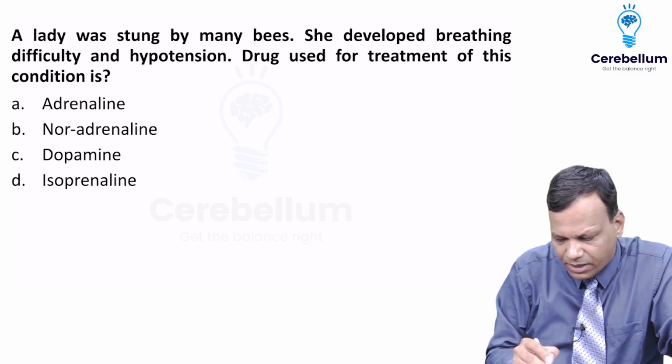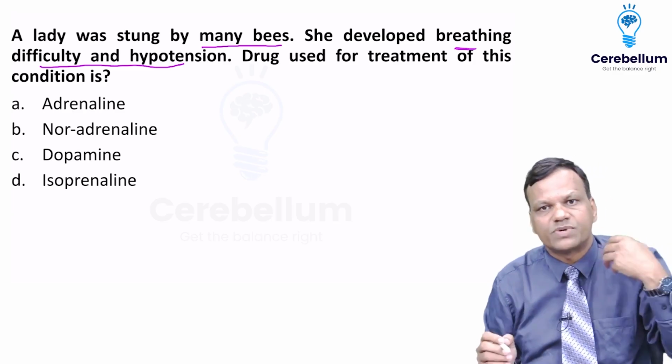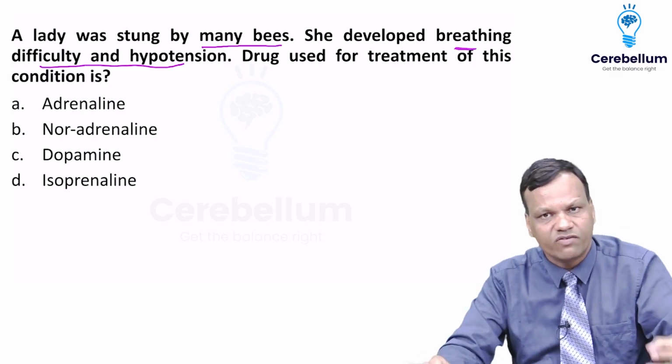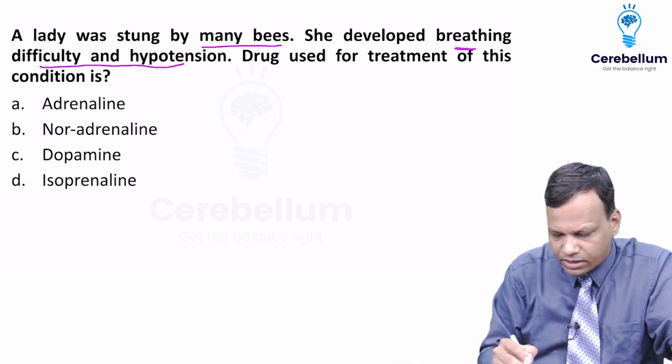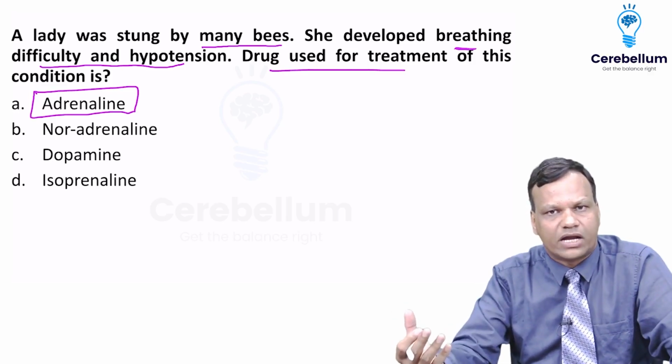A lady was stung by many bees. She developed breathing difficulty and hypotension. So respiratory problem plus hypotension is suggestive of anaphylactic shock. Drug of choice, the answer is easy, adrenaline. We all know adrenaline is the drug of choice for anaphylactic shock.